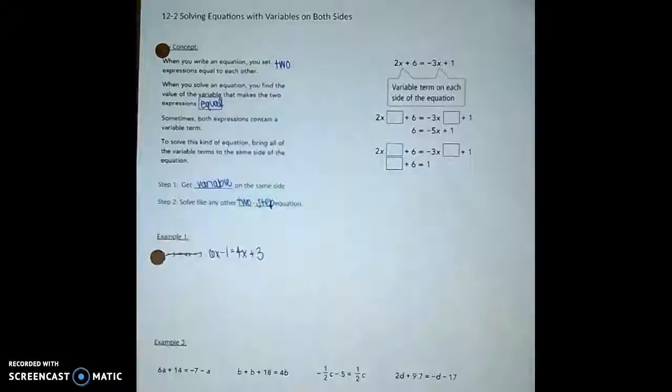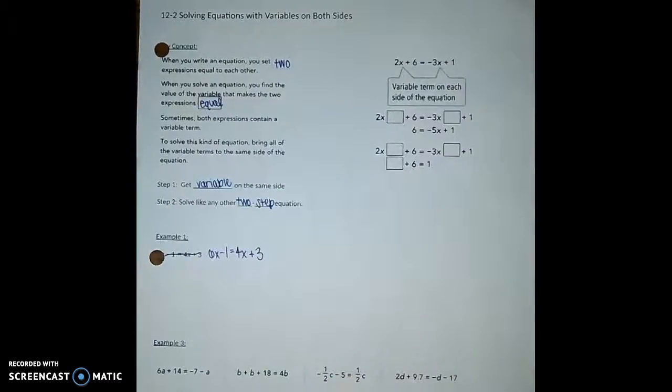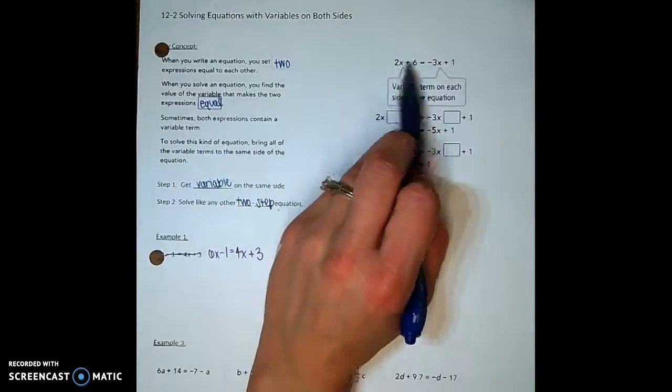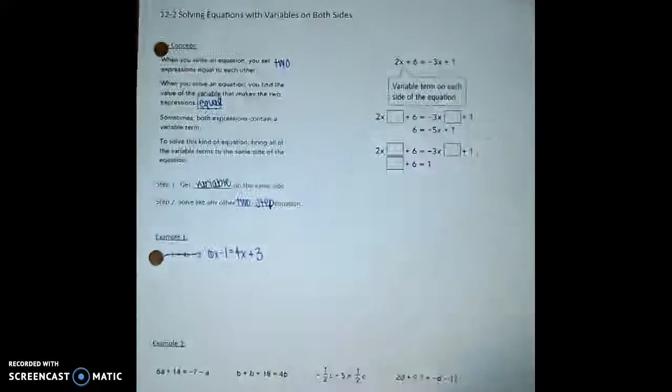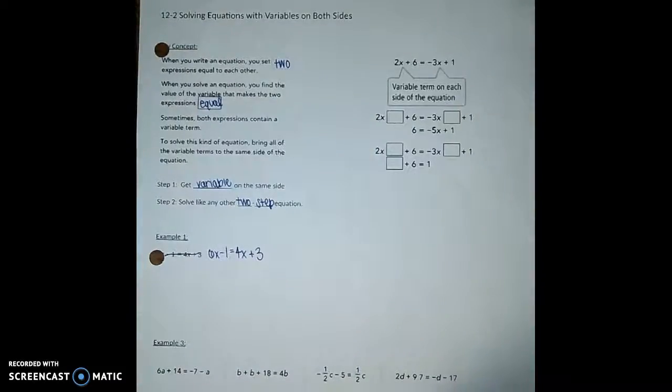So looking at this problem to the right, I have 2x plus 6 equals negative 3x plus 1. So I have variables on both sides. Now I want to get my variables moved to the same side. And so to be able to do that, I'm going to have to either undo this 2x or this negative 3x. Now in this case for this problem, we're going to undo the 2x.